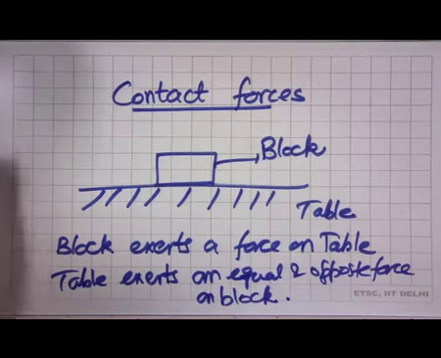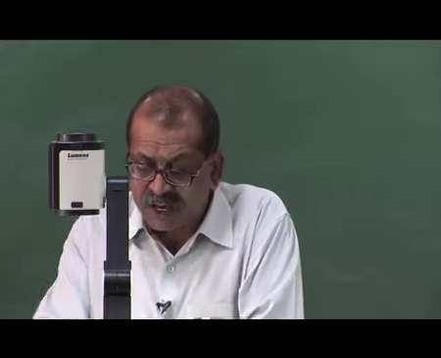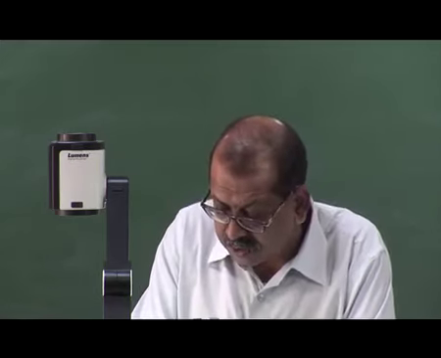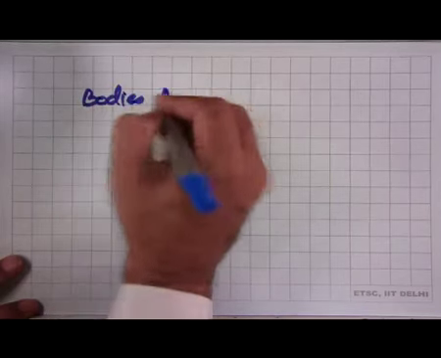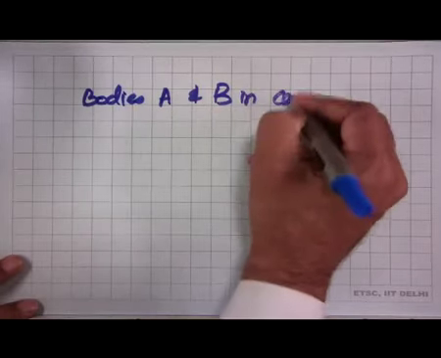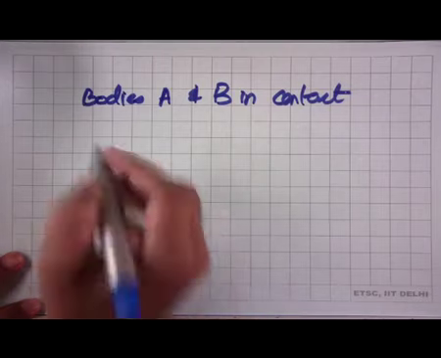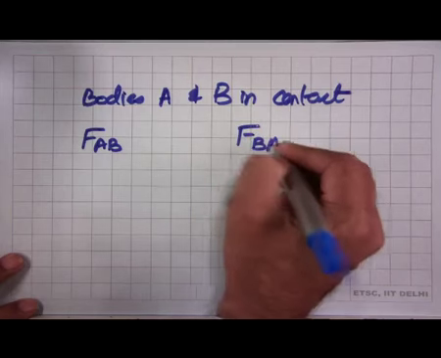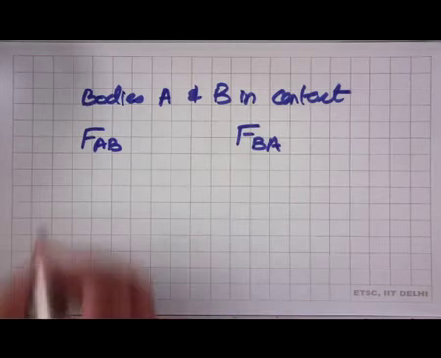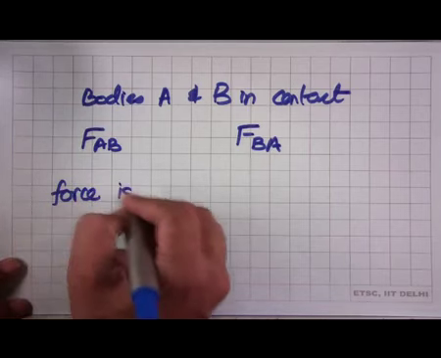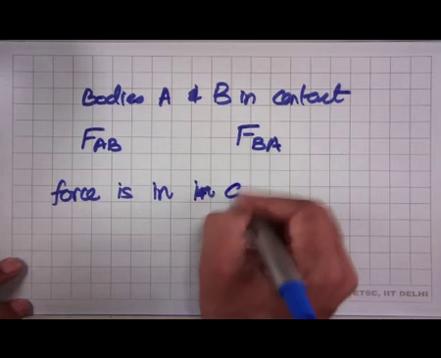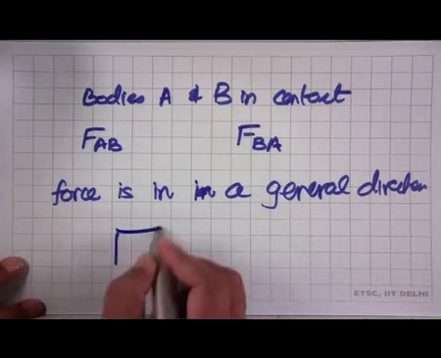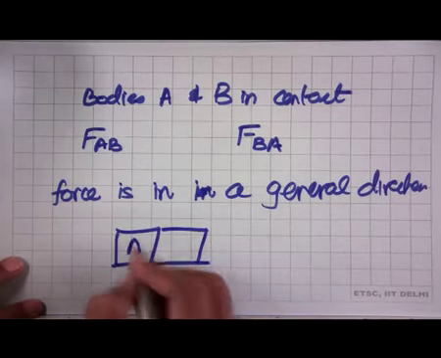and these forces we will analyze now. So, when we have two bodies A and B in contact, then we have a force AB and a force BA. Now, in general, this force is in a general direction, which means I have a body A in touch with body B.